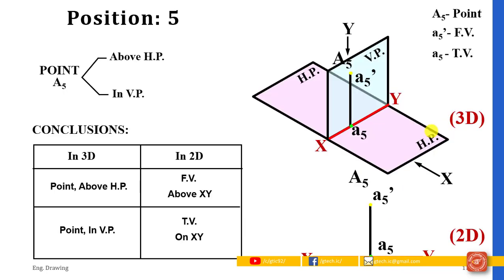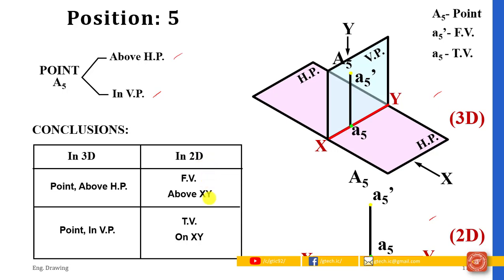Now in this case the point is actually above the HP but in VP. So this one is the 3D representation of the point and this one is the 2D representation of the point. So in 3D you can see the point is basically above the HP and in VP, meaning the point is basically placed on the VP, meaning the XY line.